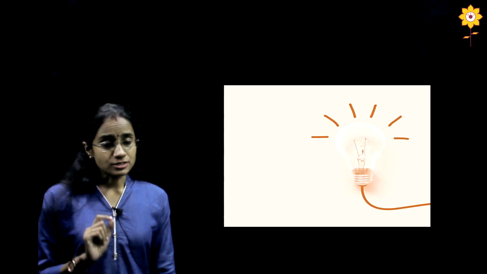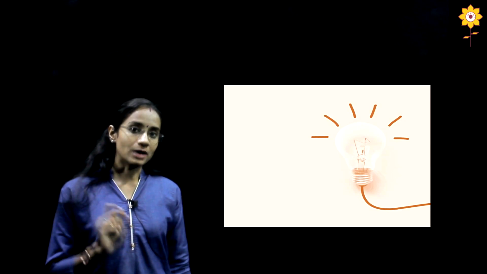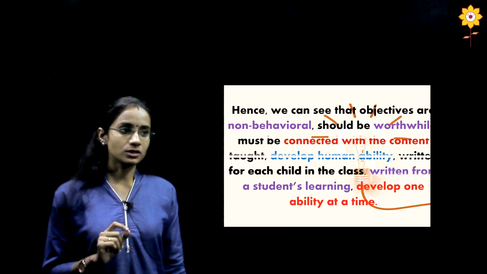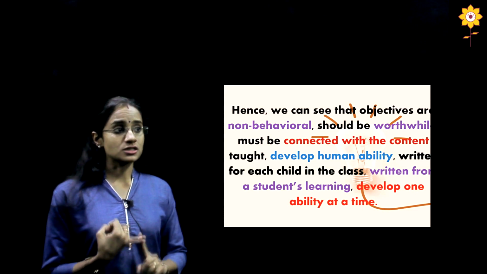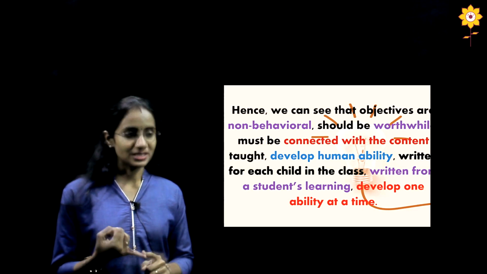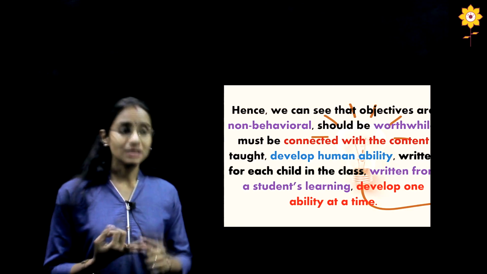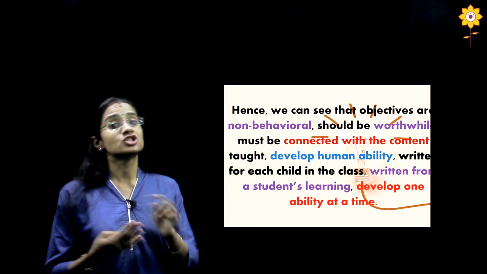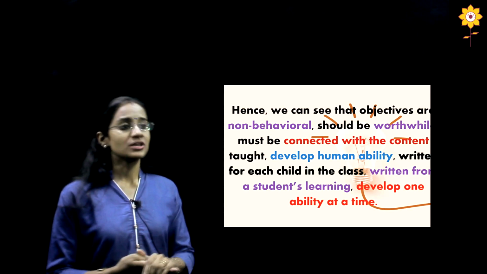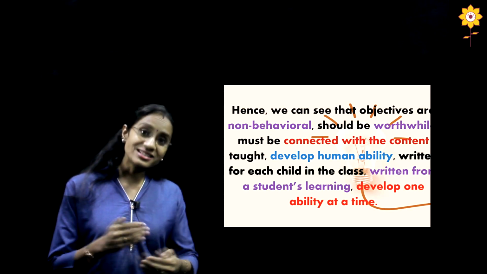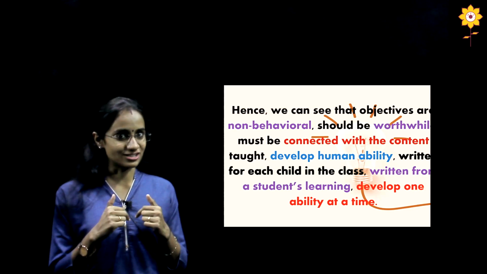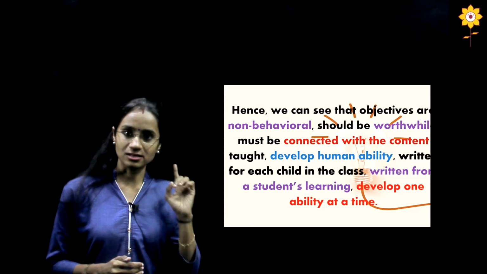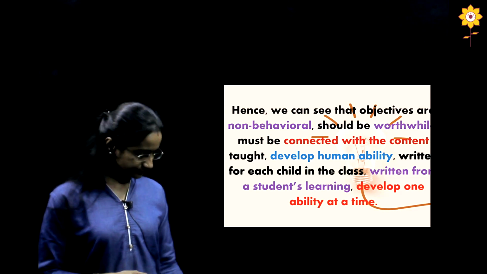Okay, so now we have understood the criteria that we need to keep in mind while framing your general objectives. So what were they? Your objectives should be non-behavioral, and worthwhile, connected with the content that you are teaching in the class, it should develop a human ability, and it should be written in the form of students' learning and not teacher's intention, right? And the last one is you should develop one ability at a time. So this is clear?